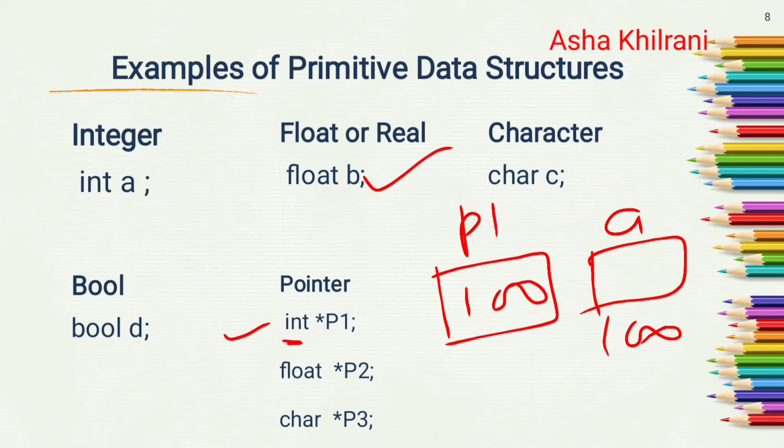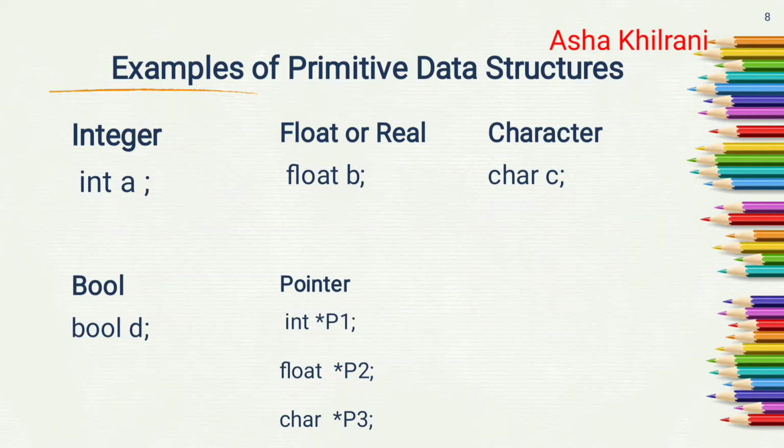whose address is 100. If you want to store the address of a float variable, then you have to create a pointer of type float. Here star represents that this is a pointer variable. Without star it is a simple variable, but if you write star before any variable, then it becomes a pointer and it can store the address of another variable. To store the address of a character type variable, we have to create a pointer of type character. So these are the examples of primitive data structures in which we can store a single value.